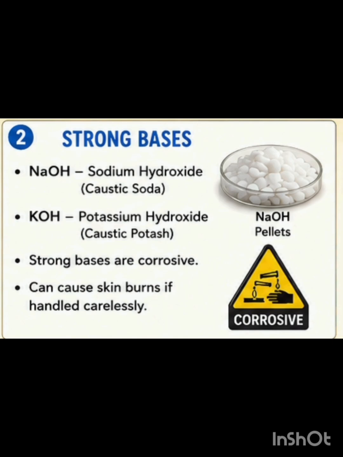There are two types of bases, strong bases and weak bases. The strong bases like sodium hydroxide, that is caustic soda, and potassium hydroxide, that is caustic potash. These are strong bases and they are very corrosive in nature. They can burn our skin if handled carelessly.